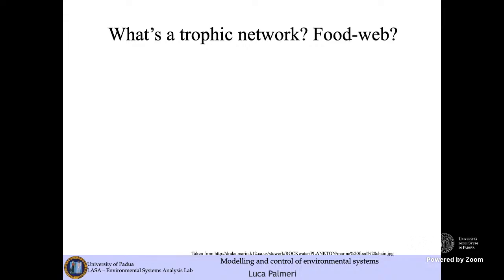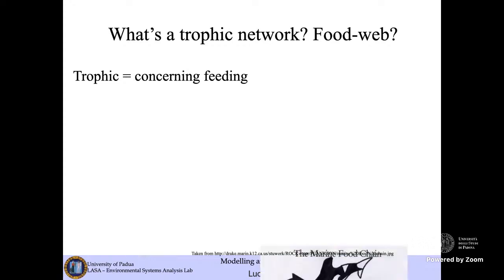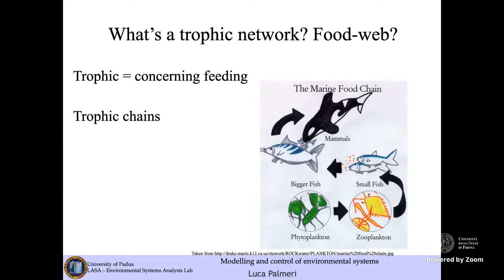So what's a trophic network? In our perspective, a trophic network is a food web. I recall to you that trophic, from the Greek trophos, means food. So a trophic network is a food web, a network of exchange of foods. Trophic concerns feeding. And what we are looking at are interactions between the objects that appear in my ecosystem in terms of trophic chains, or trophic networks.